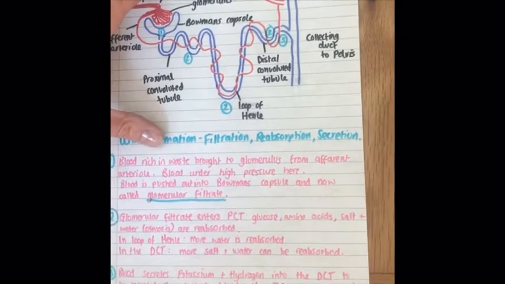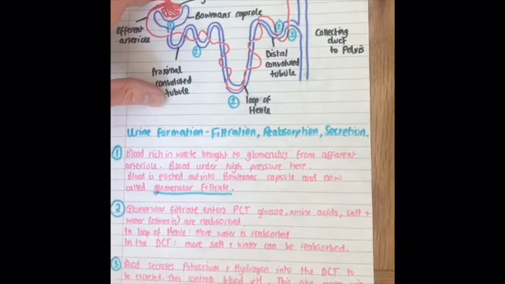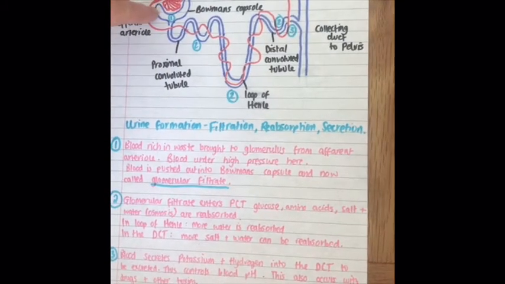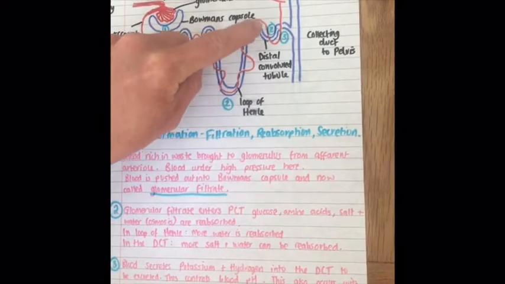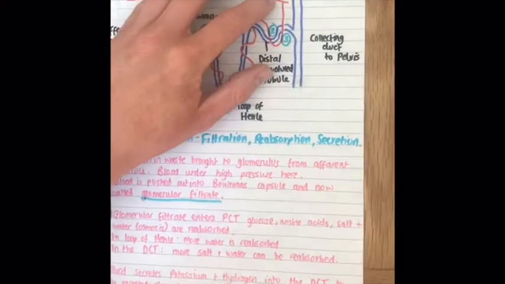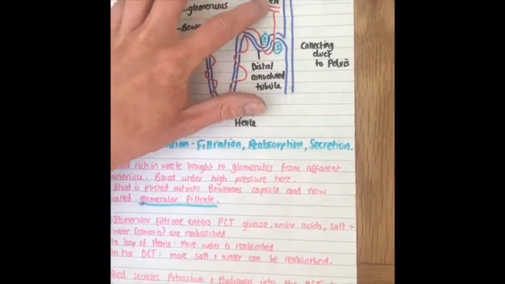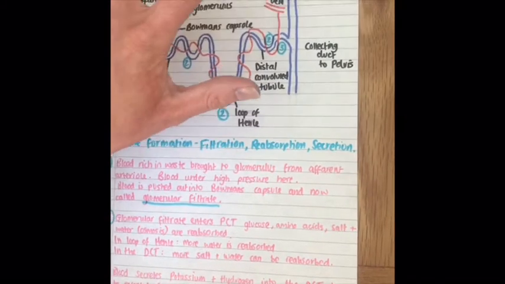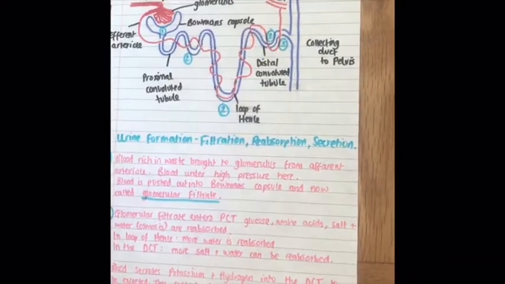So at the start we had the renal artery bringing blood that is rich in waste to the nephrons, and the efferent arteriole is reabsorbing substances into the blood. And then at the end of this stage we have the blood that has been cleaned, and any of the substances that we want to remain in the blood go to the renal vein to be brought to the vena cava to be brought back up to the heart.